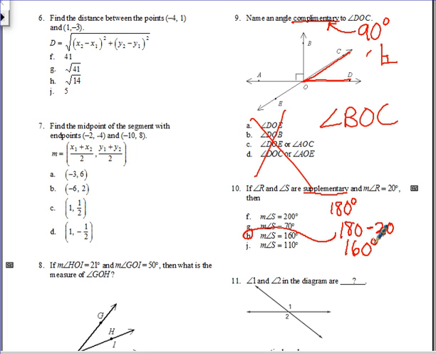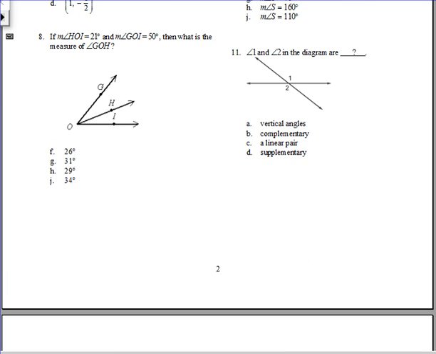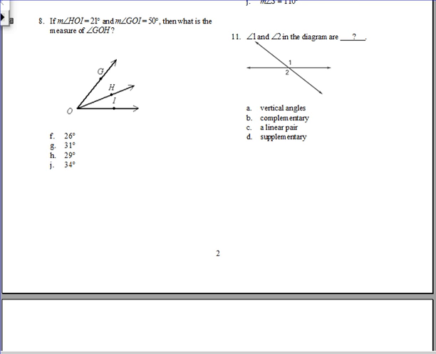Okay. Scroll through. Number 11. If angles are across from one another and they share a vertex, so there's two angles and they're across from each other, then you have vertical angles. Okay. Next.